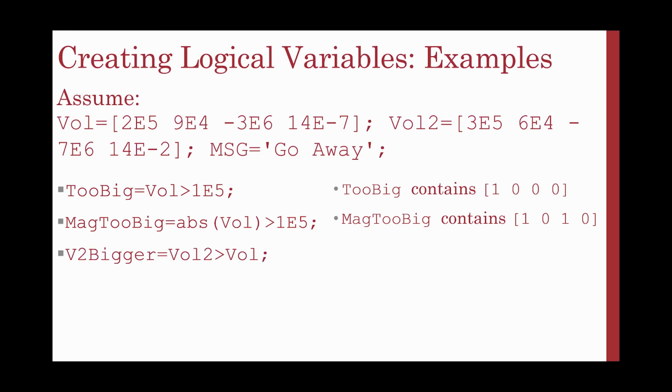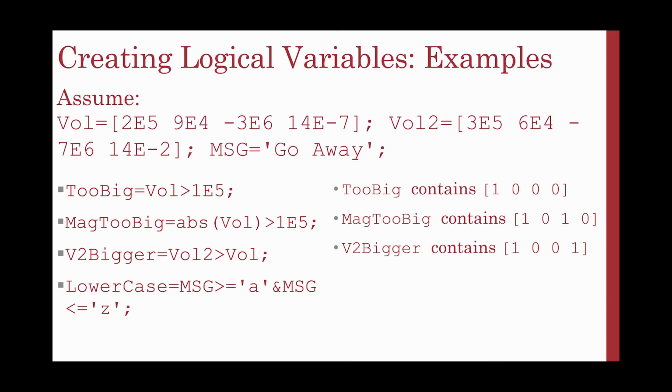If I say V2bigger, so I want to figure out where V2, volume 2, is greater than volume 1, it is going to compare them element by element to figure out which ones are bigger. If I say lowercase equals msg greater than or equal to 'a' and msg less than or equal to 'z', it's going to look for letters between lowercase a and lowercase z, so you can actually find the lowercase letters, because remember, every letter in MATLAB has a value.